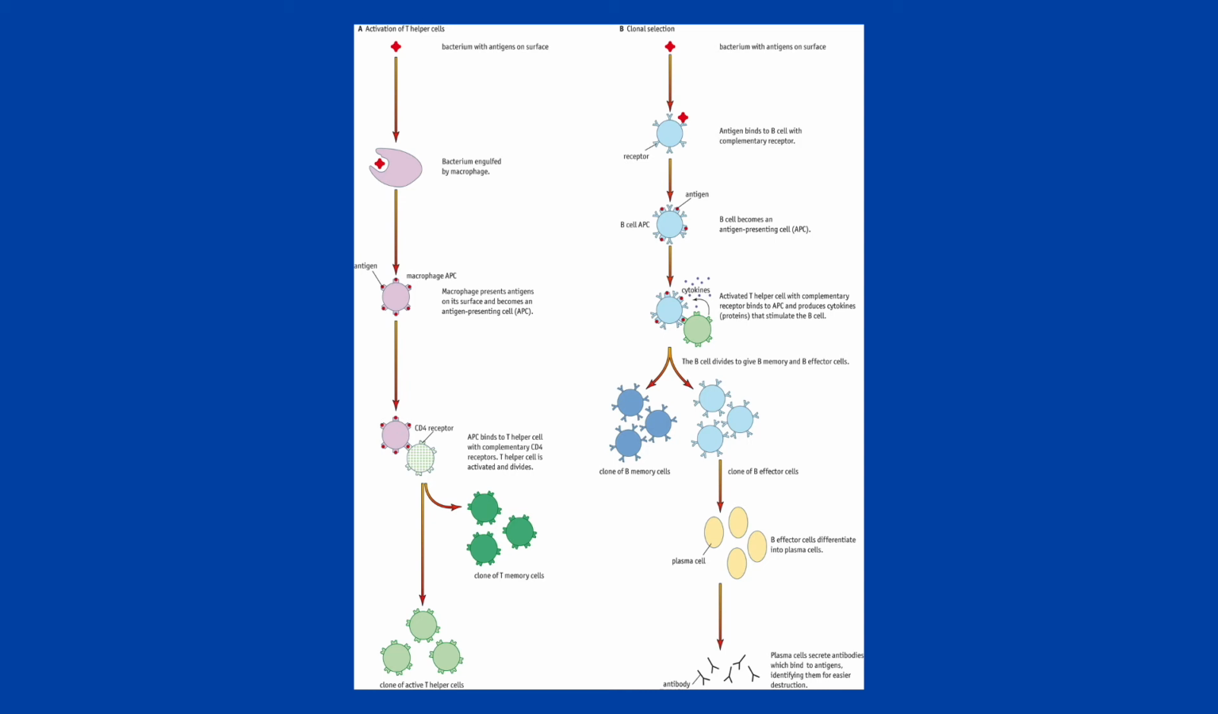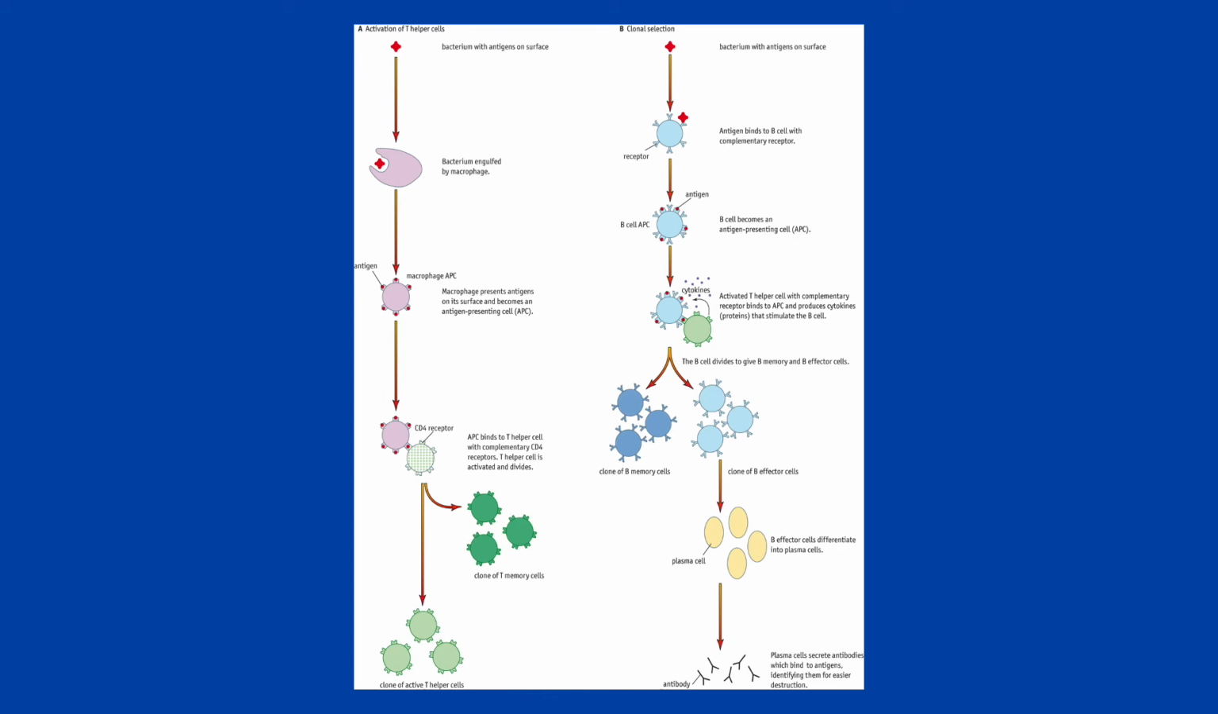T lymphocytes are also produced in the bone marrow, but unlike B lymphocytes, they mature in the thymus gland. They exist in the lymph nodes, ready to respond to any passing pathogen. There are two types of T cell, T helper cell and T killer cell. The specific immune response is split into two distinct stages, primary and secondary.